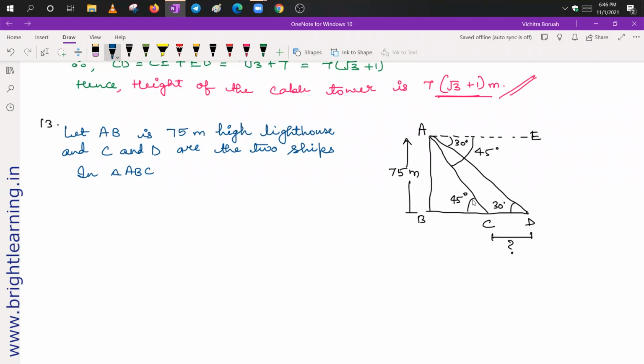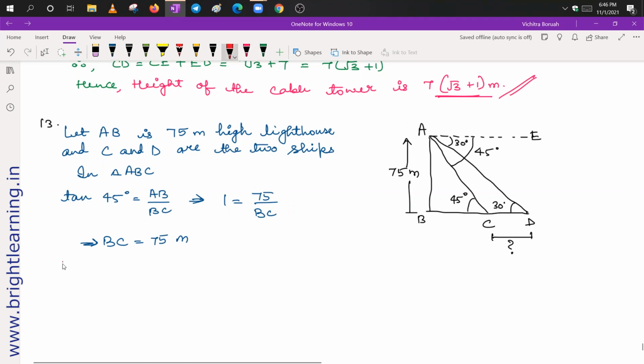So using the tan trigonometric ratio, we can easily find this length, that is the length of BC. So tan 45 degrees is equal to perpendicular, here AB, upon base, here BC. Now tan 45 degrees is equal to 1 and AB is 75, so 75 upon BC. So from here we got the distance BC, which is 75 meters.